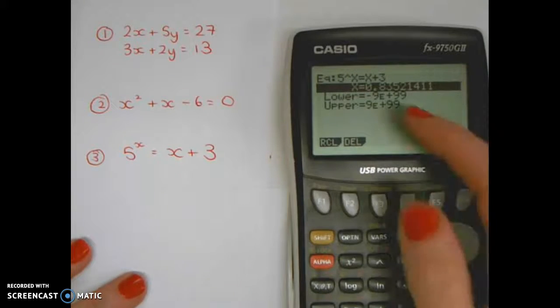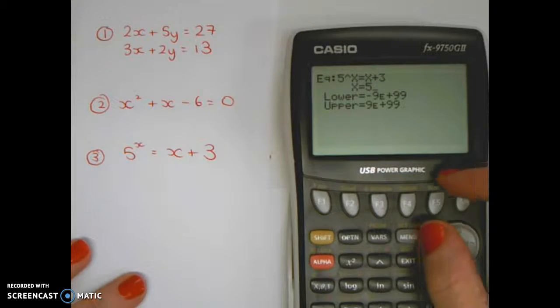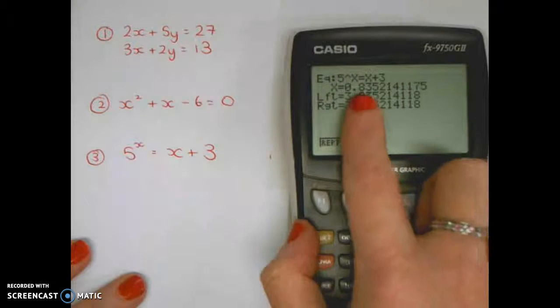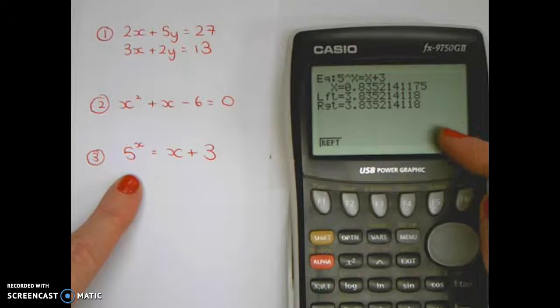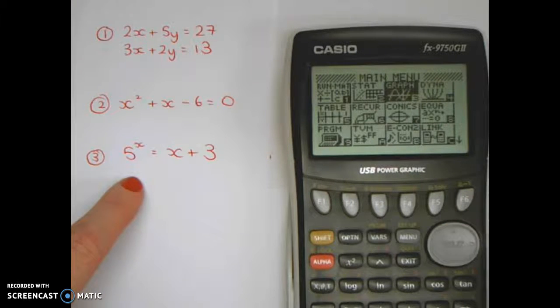And then this will ask you for a guess here, so let me guess my answer is going to be about 5, it doesn't really matter. Lower bound, upper bound, and then solve. And that will come up with your solution of 0.835. This one's a bit strange because we don't know that there's only one solution here without doing lots of tests or trials. So another way of doing this equation, I would suggest, is that we draw a graph of it.